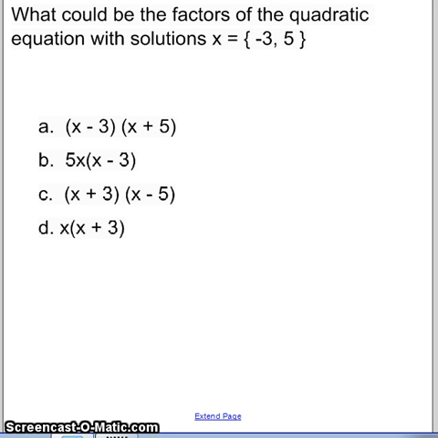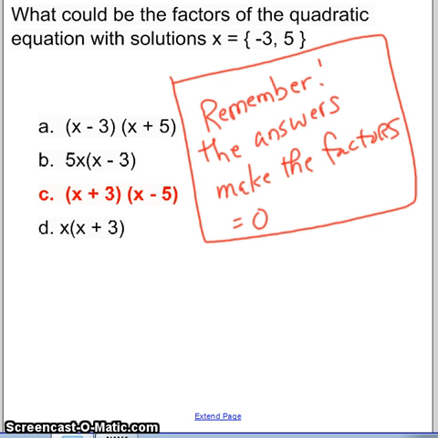So -3 has to make something equal to 0. It makes this one equal to 0. 5 has to make some part equal to 0. It makes this part equal to 0. So the answer is C, because -3 and 5 make the parts equal to 0.